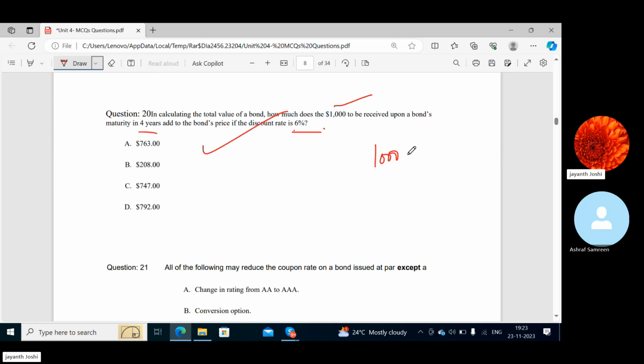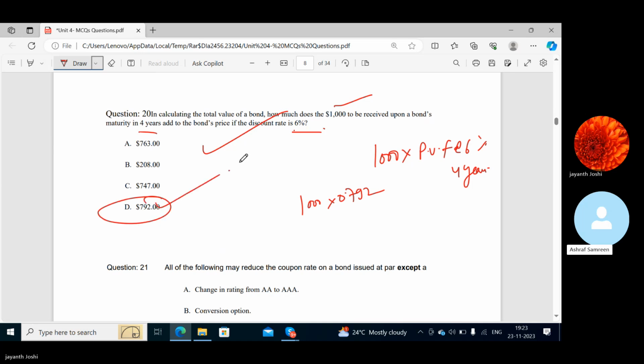So 1000 into present value factor at the rate of 6% for 4 years. What will it be? 0.792. So the answer will be 792, right? Yes.